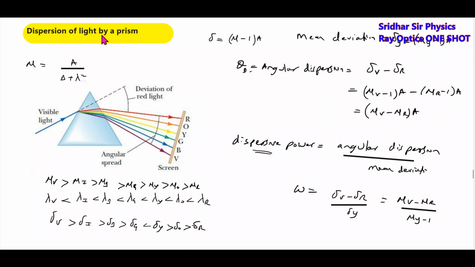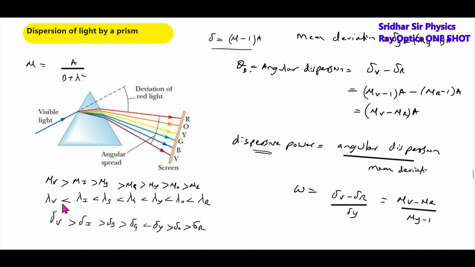Next one, dispersion of light by prism. The refractive index of the material of the prism will depend on the incident wavelength according to this formula, where A and B are constants which will be different for different materials. Lambda is the incident wavelength. For different wavelengths, the mu of the material will be different. Then for small angle prisms, we define delta equal to mu minus 1 into A. Okay, fine. Now we'll come to the spectrum.